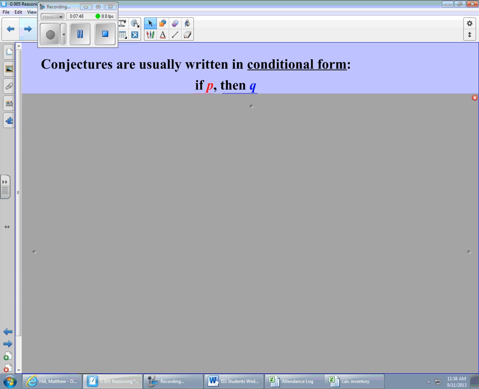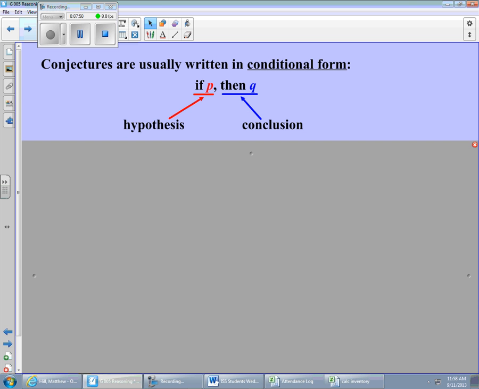If P, then Q. The information that is going to become P, okay, along with the if, is what we refer to as the hypothesis of the statement. The information that is associated with then and Q is what we refer to as the conclusion of the statement.